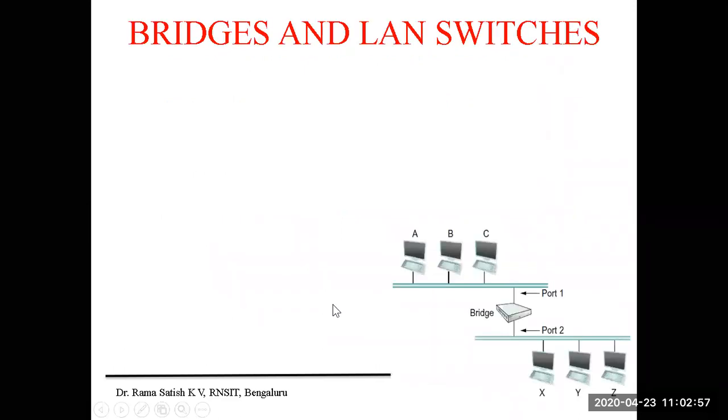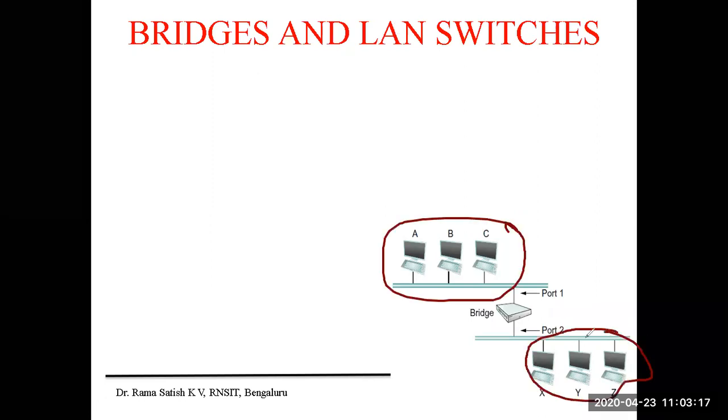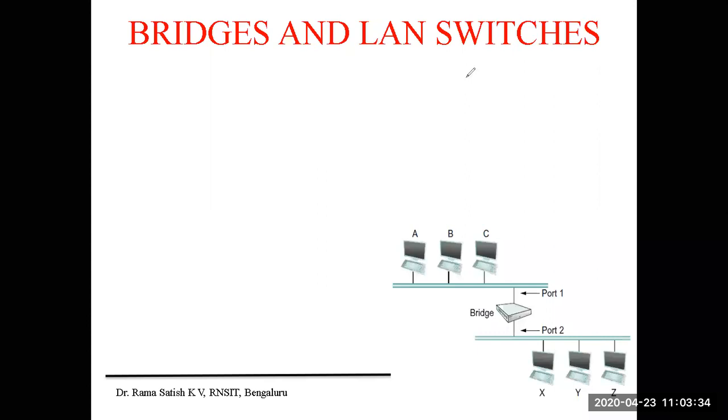Next, we have bridges and switches. Bridges and LAN switches are two different terms, but we generally call it a bridge only. LAN switches are also called bridges. So observe here, we have two LANs. There is one LAN, there is another LAN. Two LANs can be connected using a bridge. They are connected through a bridge, and of course, since a bridge connects similar networks, it is used like an extension box of a LAN.